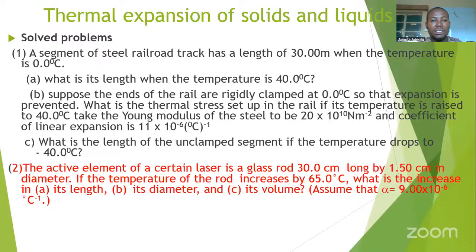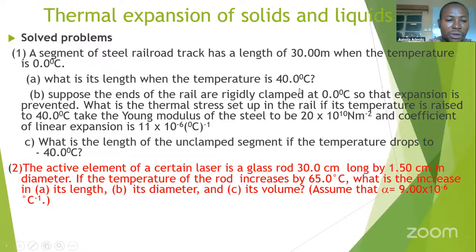So let's look at this simple problem. If a segment of a steel railroad track has a length of 30.00 meters when the temperature is 0.0 degrees Celsius. So if you have a question, please reserve your question to the end of the class. They said a steel railroad track has this length as the original length, that's Li, where the temperature is 0.0 degrees Celsius. What is its length when the temperature is 40 degrees?